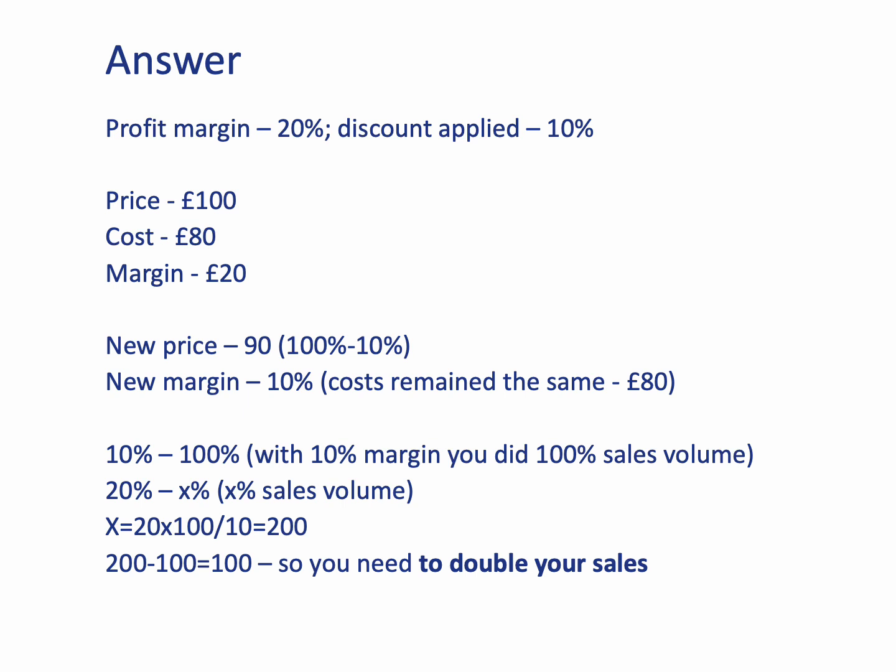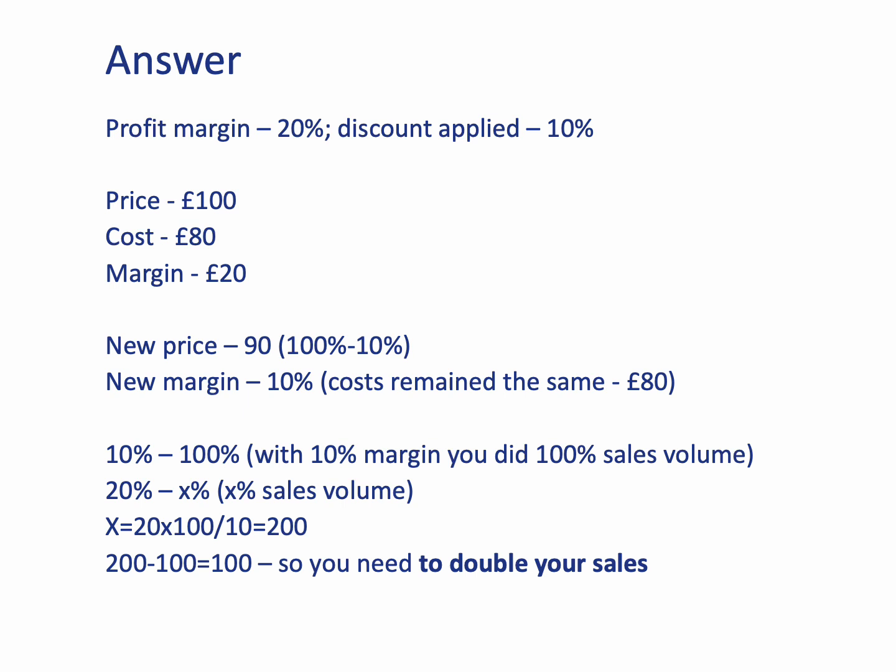So your new margin is now 10% because the cost remained the same, £80, right? So with a 10% margin, your profit becomes 100%. In other words, your total profit. Okay, so with a 10% margin, you did 100% sales volume. Now, a 20% margin will be an unknown sales volume, X. This is what we're trying to estimate.